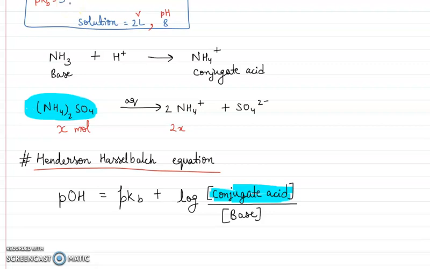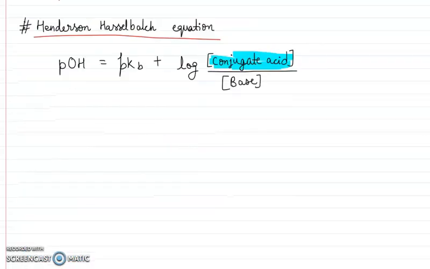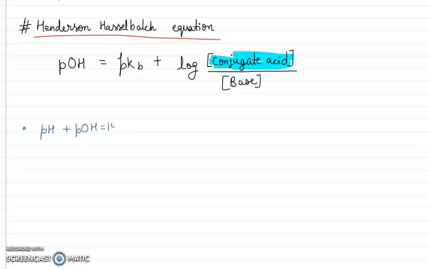For that we need pOH, pKb and the base concentration. So here we have pOH. For pOH, we are given the pH here. The pH of the solution is 8. And the sum of pH and pOH is equal to 14. So pH is given as 8 and pOH we have to calculate. So pOH would come 14 minus 8, that is 6. So we have the pOH here.